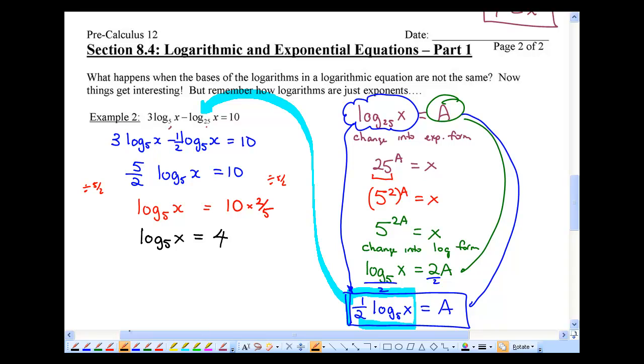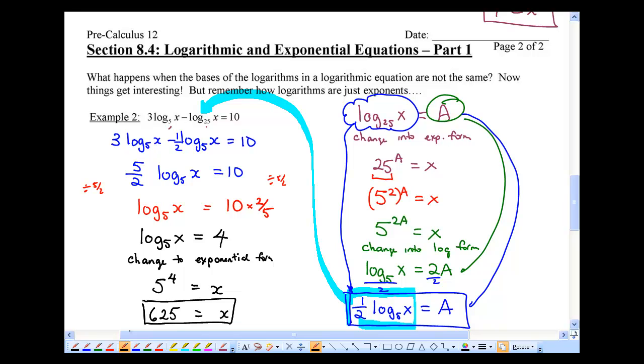And now how do I solve this? Well, once again, you can do whatever you wish. I like to change to exponential form when I only see one logarithm. And we have now 5 to the power of 4 just equals x. 5 times 5 is 25, times 5 is 125, times 5 is 625. And there you go. There's your answer. Tricky, tricky, but not anymore, because I've shown you how to do it.